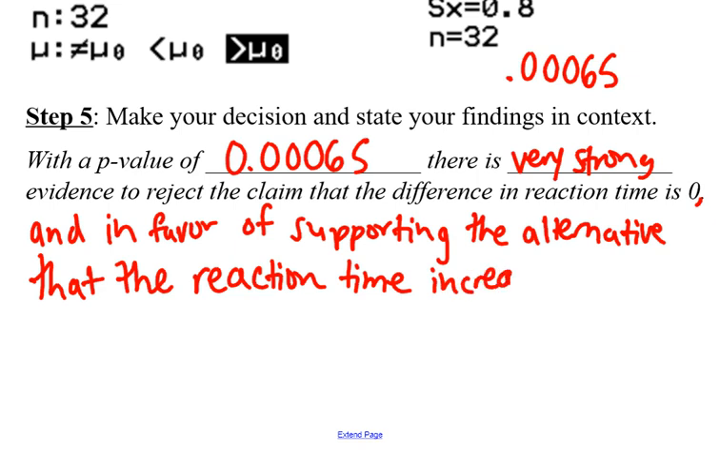If there truly was no difference in reaction time, then there's only a, what is that, 0.07% chance we would have got the results that we did. So highly unlikely, which means that it's probably the case that there is a difference in the reaction times.